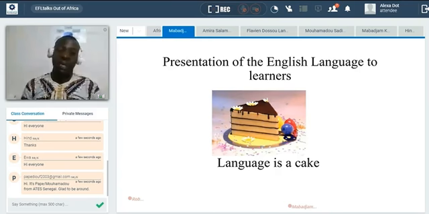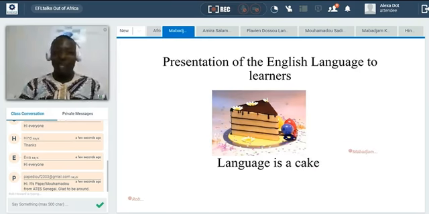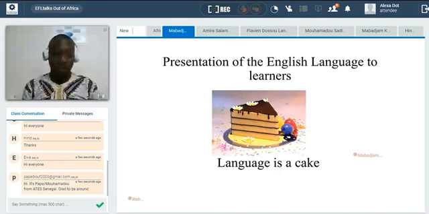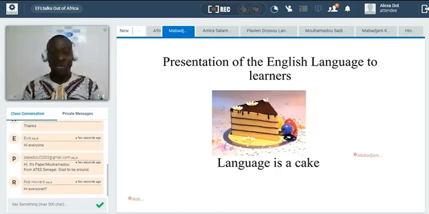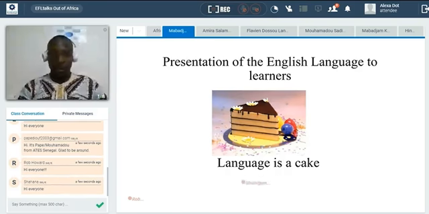So language is a cake. I've presented the language here. You see how the cake is well presented in a plate, in a dish. But if I mix that cake and I hand it over to someone, the person won't take it. It is the same thing for the language. If the language is well presented with a sweet tone, a sweet benefit that learners are going to gain, the learners will be active in learning that language.